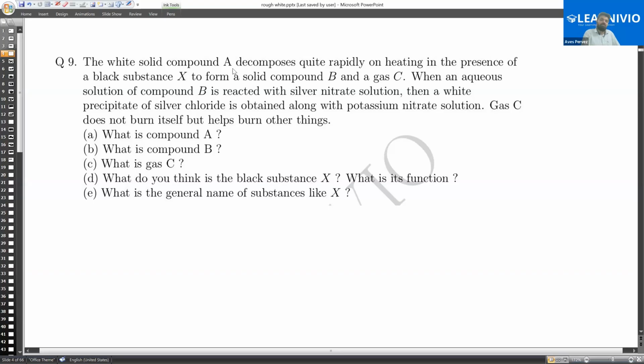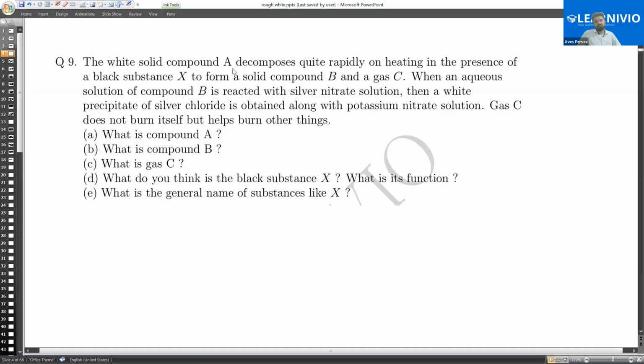What is C? Compound B is KCl and C is O2. Anybody? Ritvika, Umair, Safia, anybody of you? So the first one is KClO3.